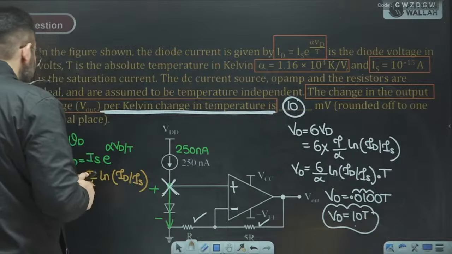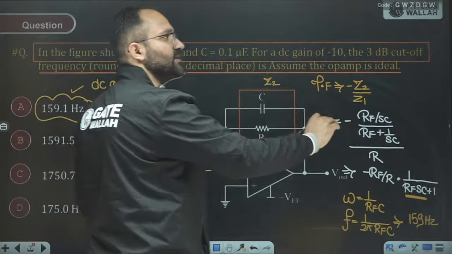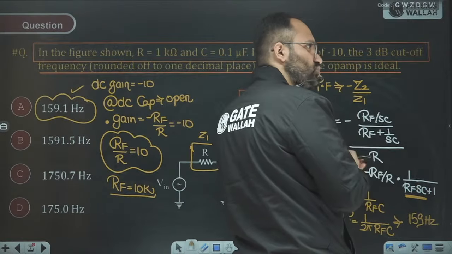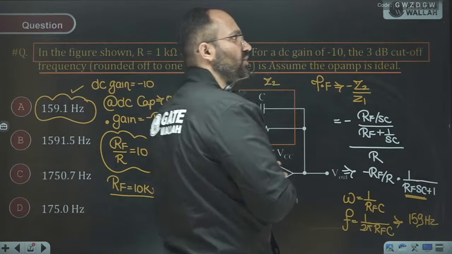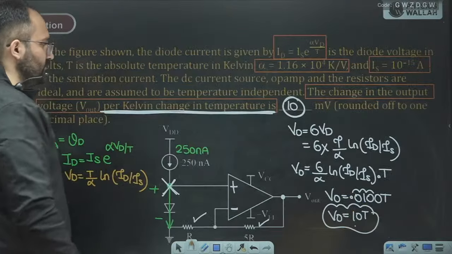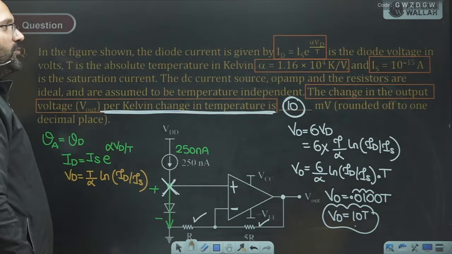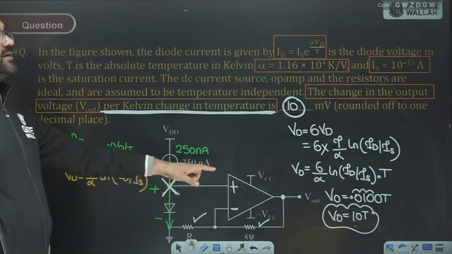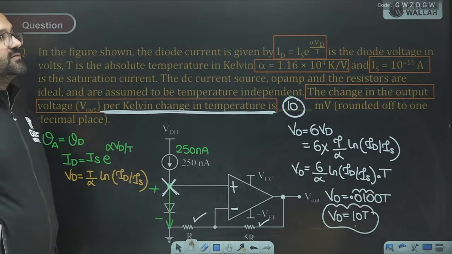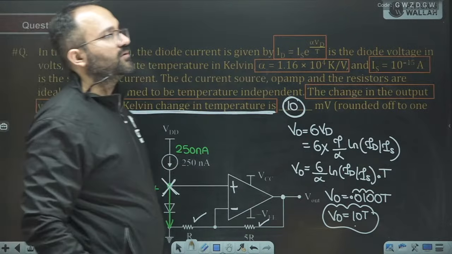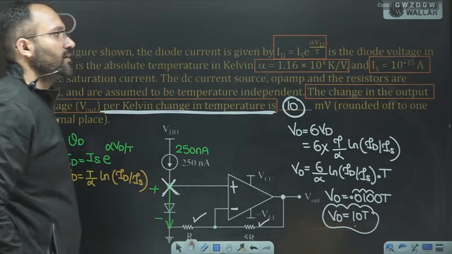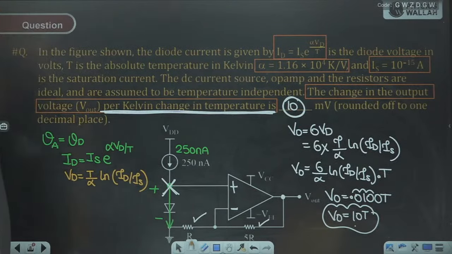So the transfer function, we can see the transfer function is in the pole-zero format, right? So the transfer function has to be in pole-zero format, otherwise it will not be able to find out the pole. Without poles or zeros we cannot find the 3 dB frequency. All of you are able to do it or not? Please check. 10 millivolt change in the output voltage per Kelvin.